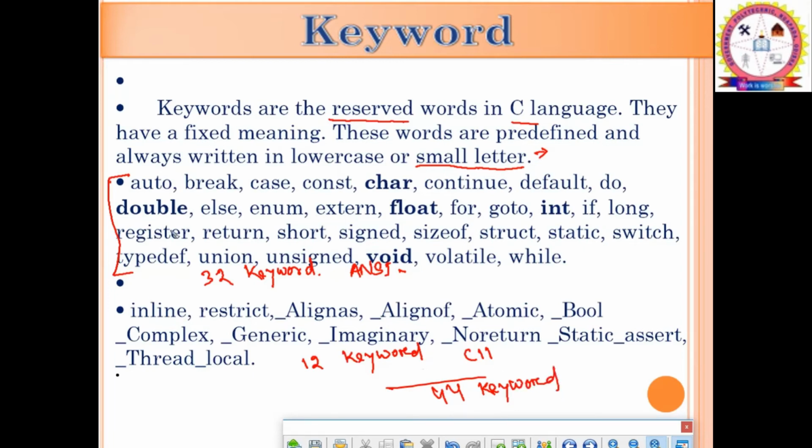So we will use these 32 keywords, and this can be studied in advanced or higher classes. For diploma levels, you can remember these 32 keywords, which we will use in some places in our programs.